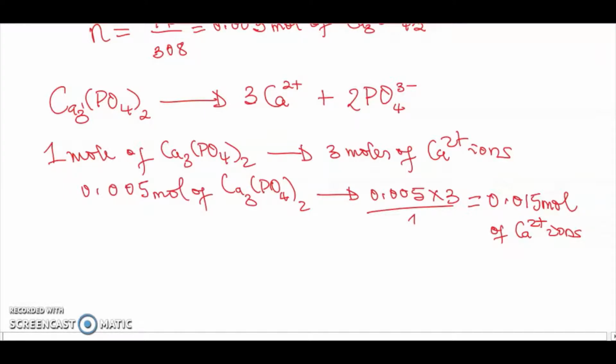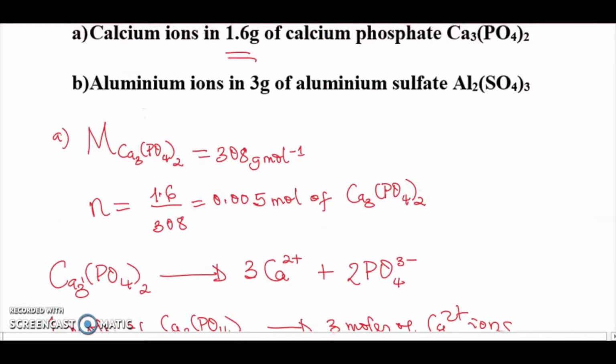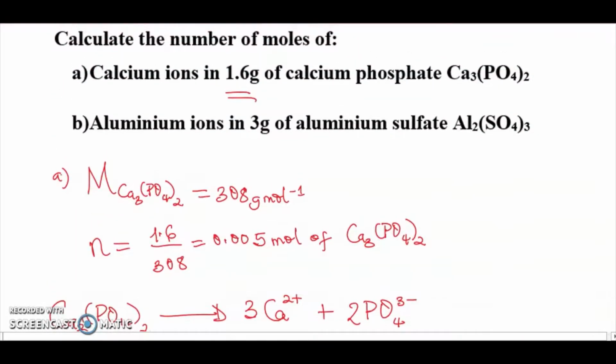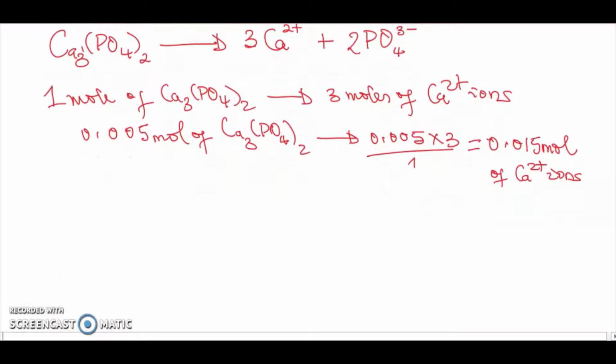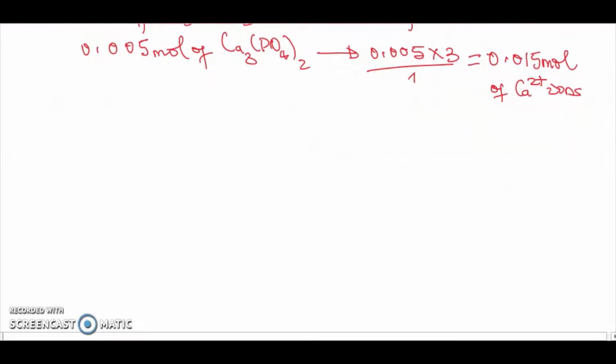Okay, let's look at question B. We want to calculate the number of moles of aluminum ions in 3 grams of aluminum sulfate. So here I'm going to use the second method to do it, but you could still use the first if you want to. So B, we have the molar mass of aluminum sulfate. If you calculate it, it is 342.